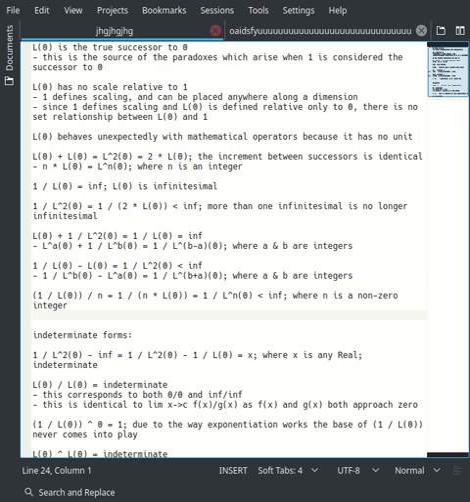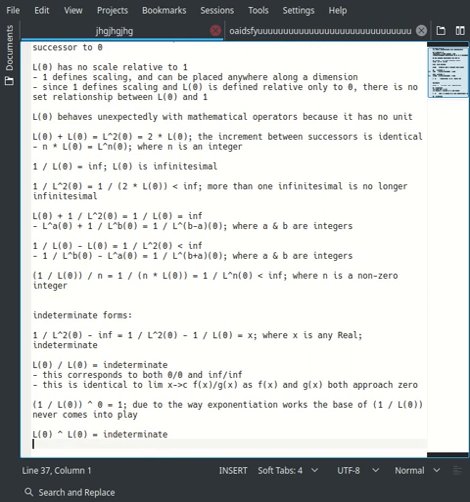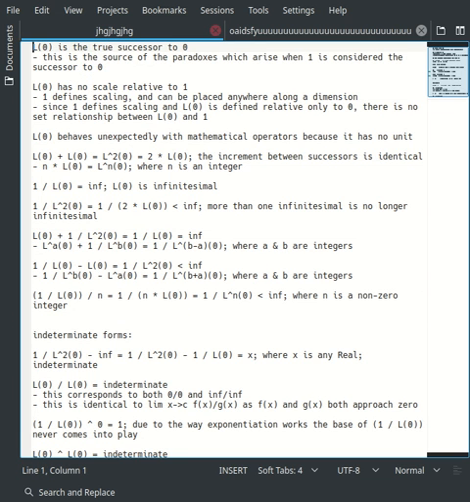So this is a special sort of thing, and there's some indeterminate forms here. I was just looking at indeterminate limits and stuff. But note this part up here, where we started, right? If L naught is the true successor to 0, then we can look at what Peano was trying to do.